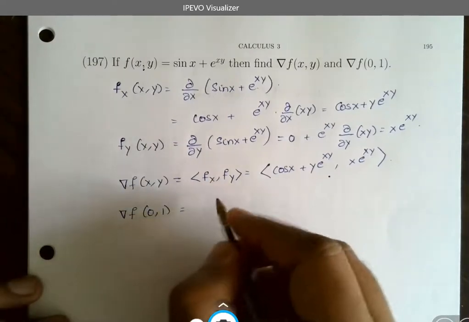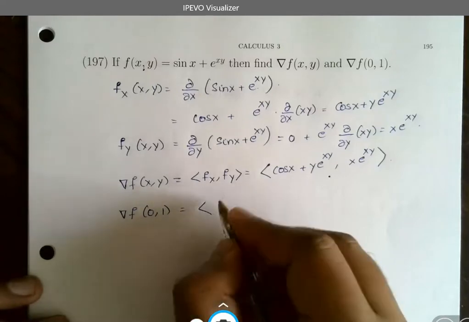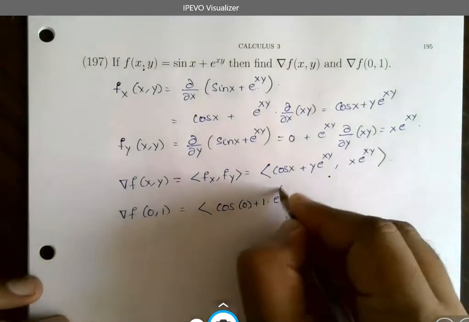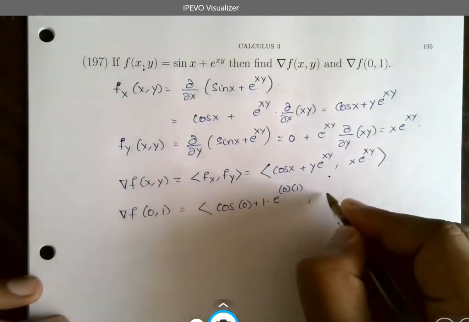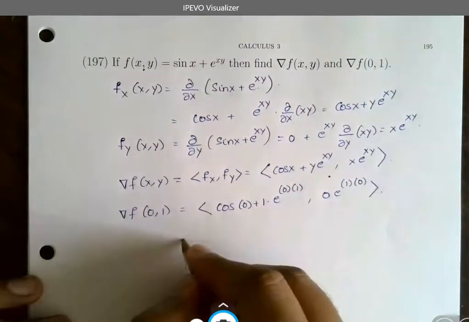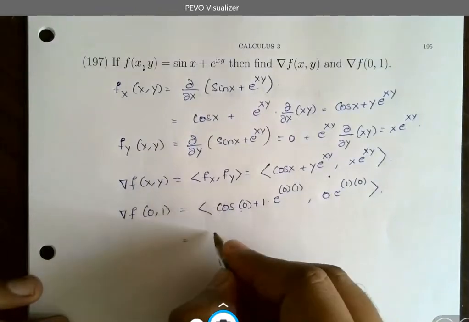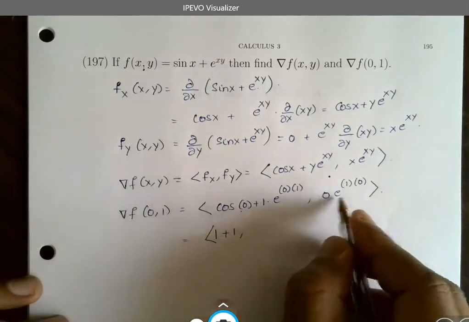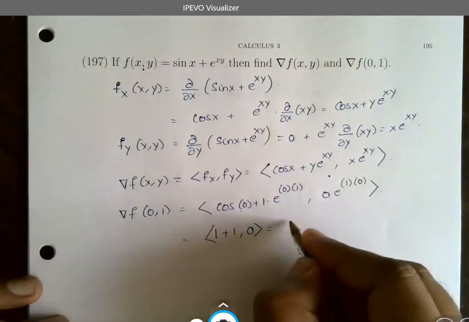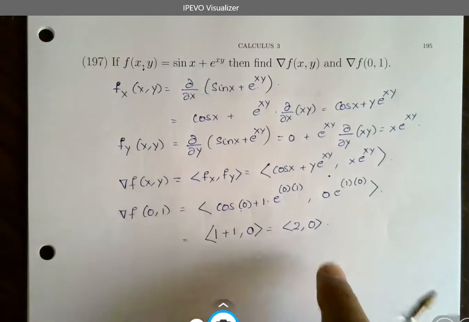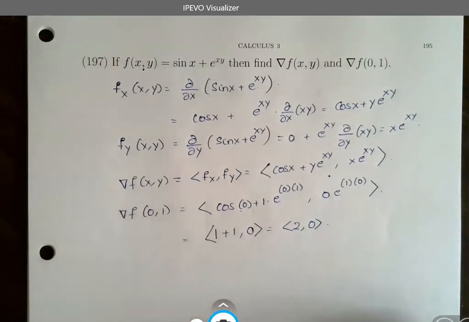So that means you're going to insert x is 0 and y is 1. So you get cosine 0 plus 1 times e to the 0 times 1, and x is 0, e to the 1 times 0. So that's going to be cosine 0 is 1, plus this is going to be 1, and this is going to be 0, so that's going to be (2, 0). So the gradient of the function at (0, 1) is (2, 0). Okay, I hope you're clear with that.